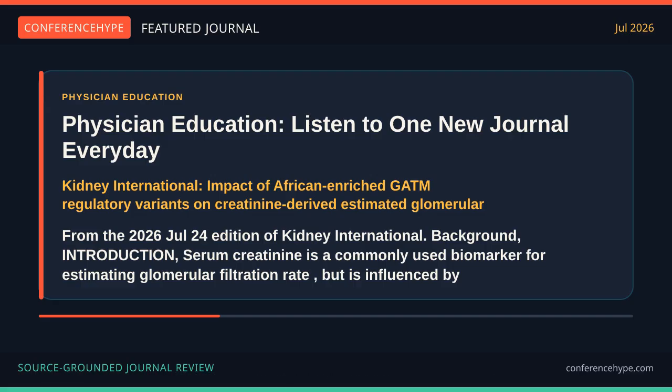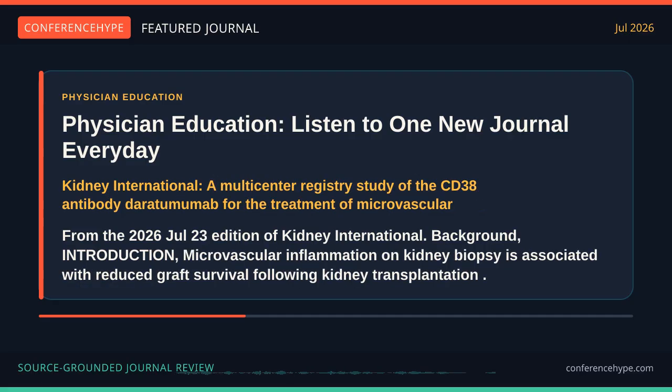From the 2026 July 23 edition of Kidney International. Background: microvascular inflammation on kidney biopsy is associated with reduced graft survival following kidney transplantation.